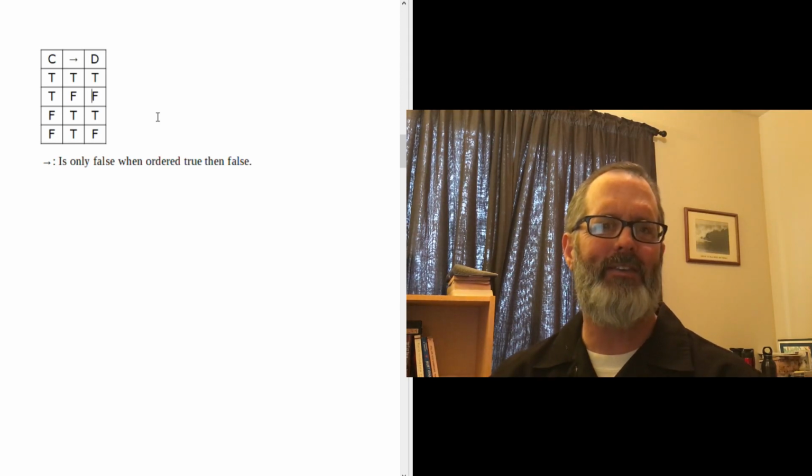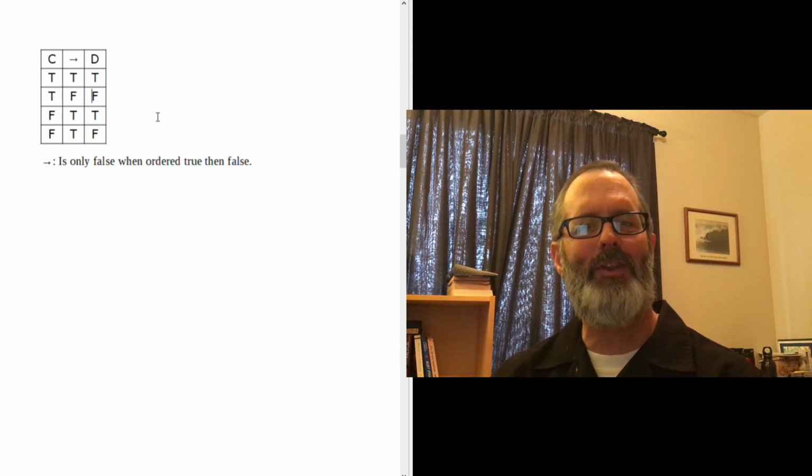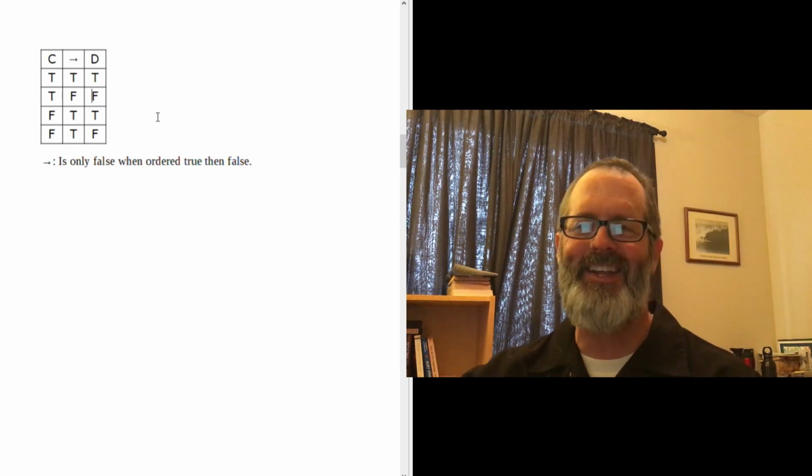Let's change the cadence so you sound even more weird. Let's use row, row, row your boat cadence. A conditional is only false when ordered true then false. Don't show that to anyone.